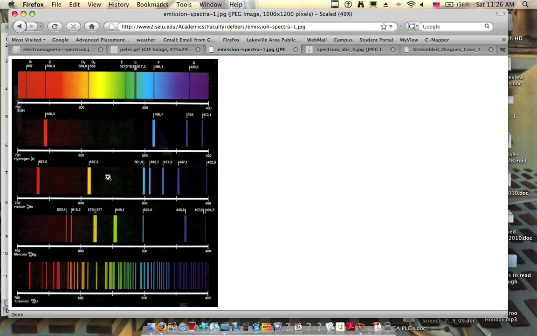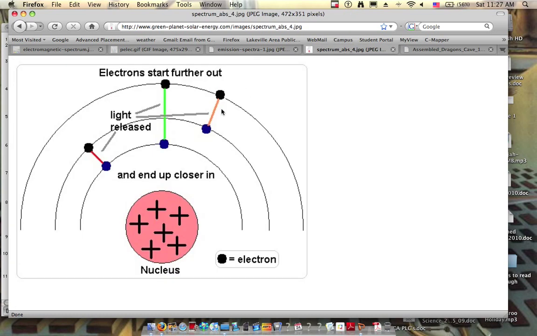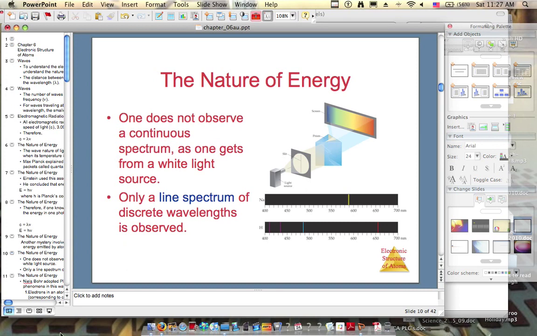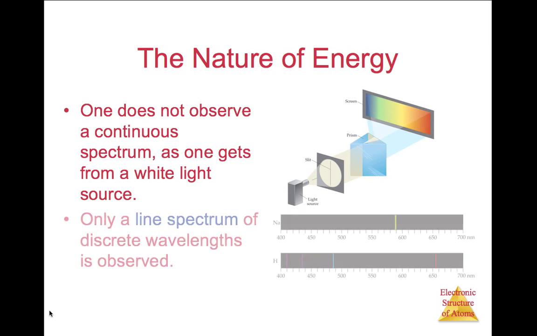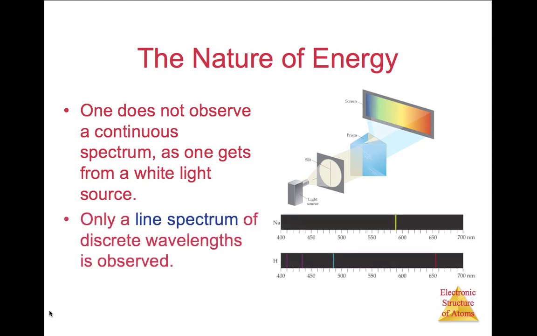And this turned out to be unique to each substance. When it was energized, it would only give off various frequencies of radiation. Well, we'll come back to this slide in just a second. Scientists couldn't explain this without using Max Planck's idea of the quantization of energy.